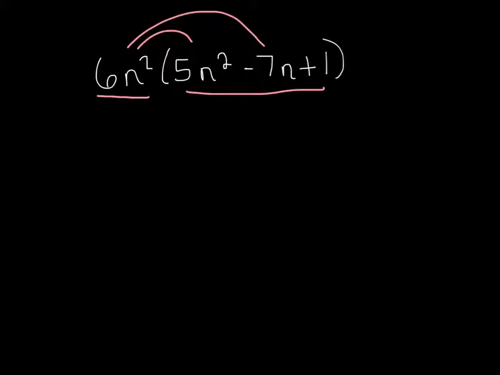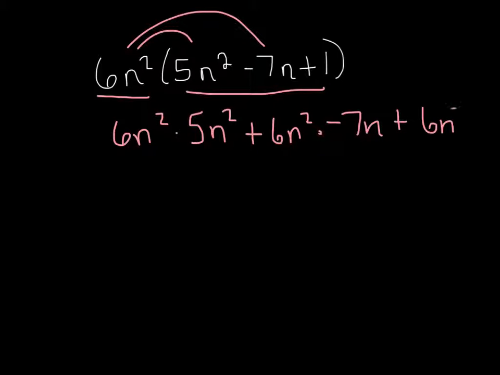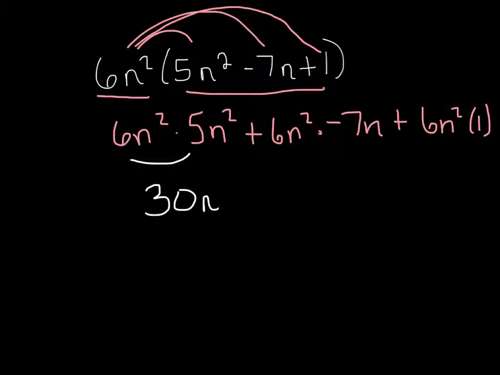So 6n squared times 5n squared, and then so we're going to do that multiplication problem, and then that's going to be plus 6n squared times negative 7n, and then plus 6n squared times 1. So I've distributed that to all the terms inside the parentheses. Now just to do the math. So the 6 and the 5, when I multiply those together, we multiply the coefficients. Of course, we get 30. And then n squared times n squared is, of course, n to the 4th.